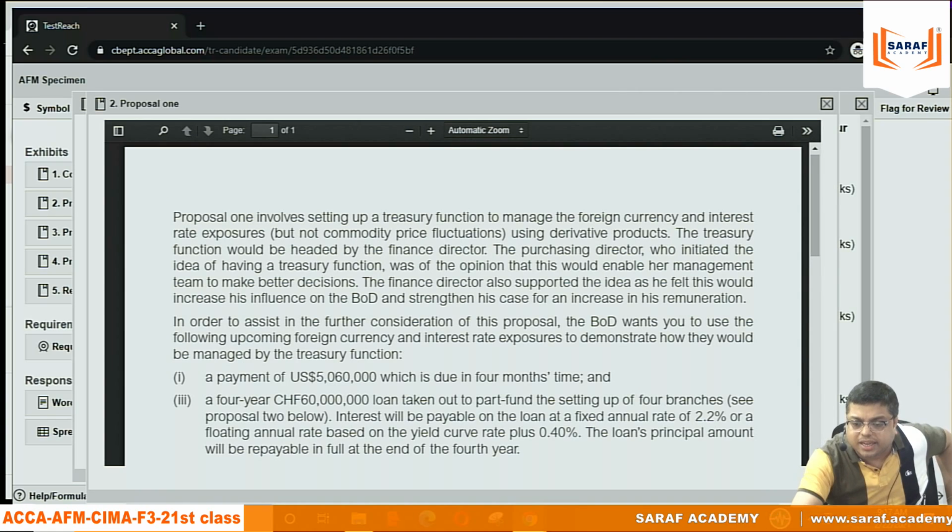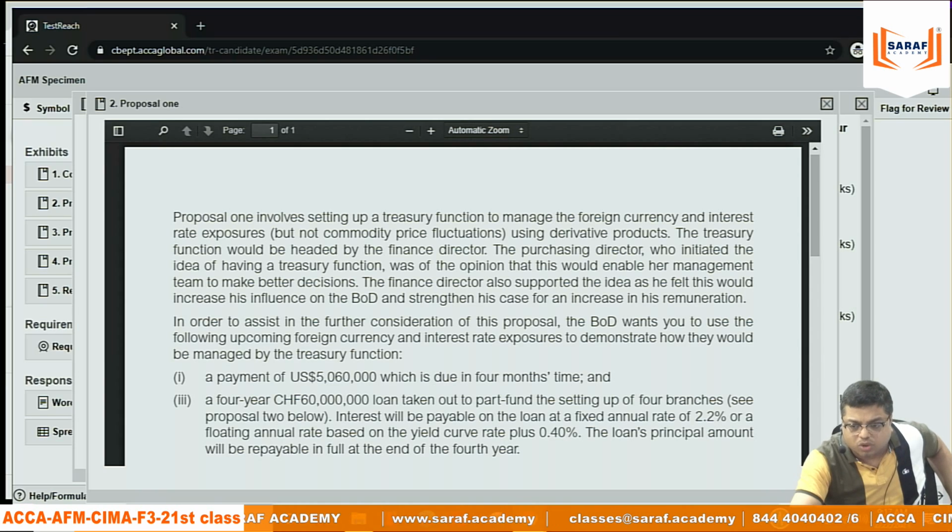Proposal 1 involves setting up a treasury function to manage the foreign currency and interest rate exposures, but not commodity price fluctuations. So we will not go into hedging commodity prices, only foreign exchange and interest rate, using derivative products: futures, options, swaps, whatever.